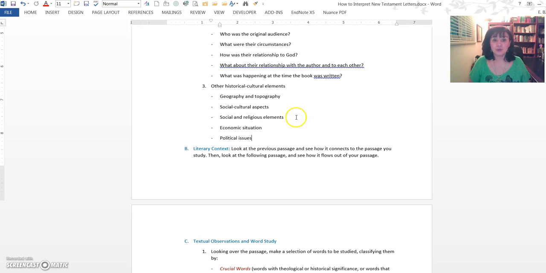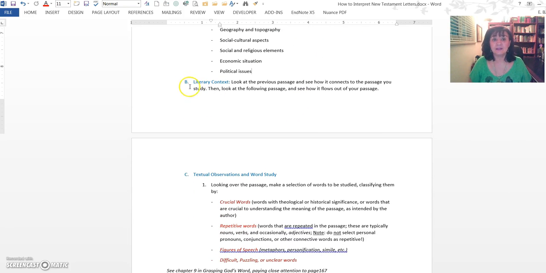After you finish with the historical cultural context, you look at the literary context. That means look at the passage before and look at the passage after your text and see how your text flows out of the previous passage. What is the connection, logical connection between them, and how does it flow and influence the following passage. So this could be just 2 short paragraphs.